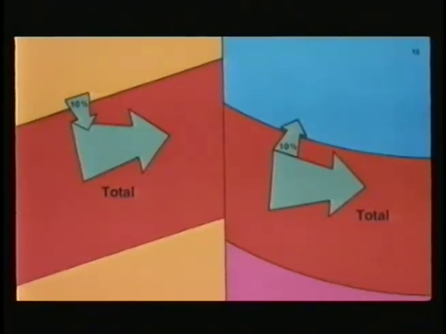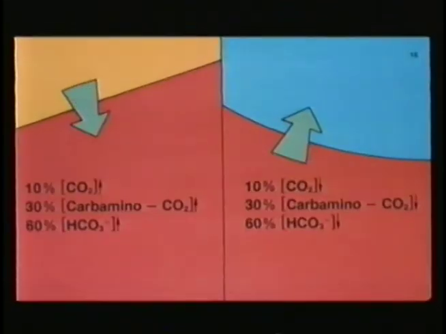Slide 15. Of the total CO2 carried in the blood, only about 10% is exchanged during each passage through tissues or lungs. Slide 16. Of the 10% exchanged, about 10% is attributable to changes in dissolved CO2, 30% to changes in carbamino CO2, and 60% to changes in bicarbonate concentration.